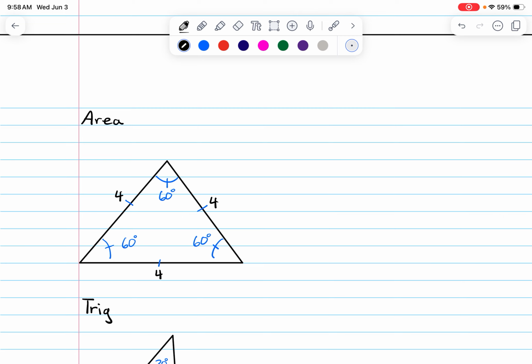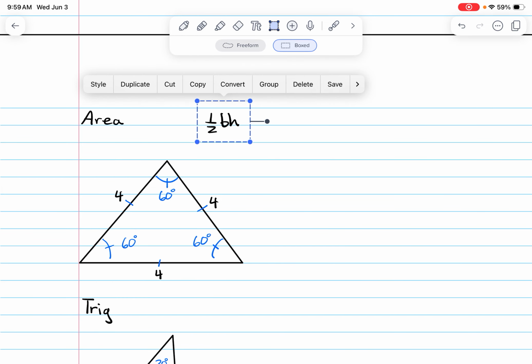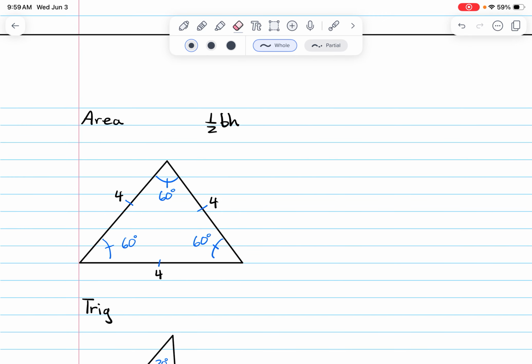And let's suppose we have a triangle where each angle is 60 degrees. Now remember, the area of a triangle is 1/2 base times height. Okay, so we've got to remember that. And what we have here is a triangle and we've got to figure out what the height is. So let's do that.